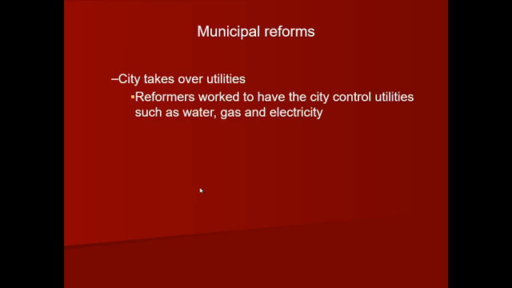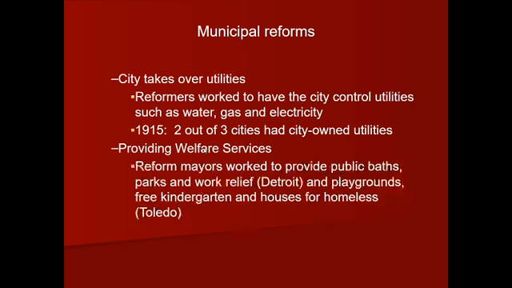Okay, so let's look at it on 3 levels. The first level is municipal. That means city level. Cities took over utilities like water, gas, and electricity, and this meant that they could control the prices. If a private company is doing it, they want to make money. But if the city is doing it, then they could, in theory, control the price and offer a fair price for everyone for something that is considered important, like drinking water.